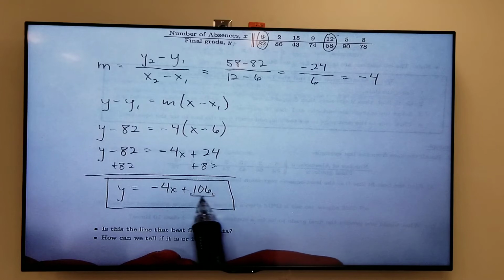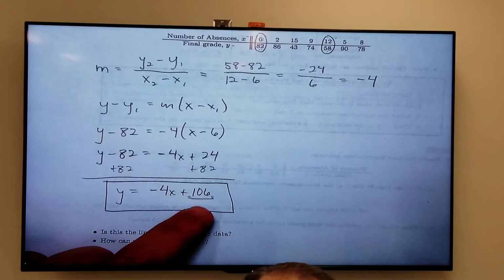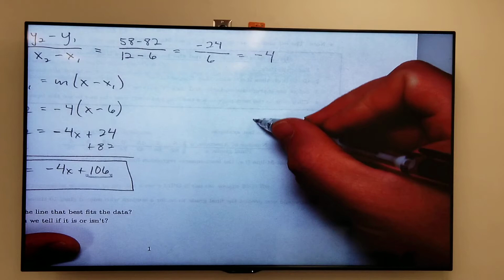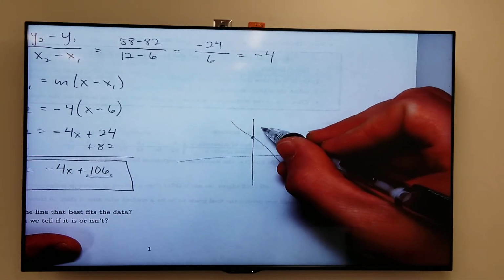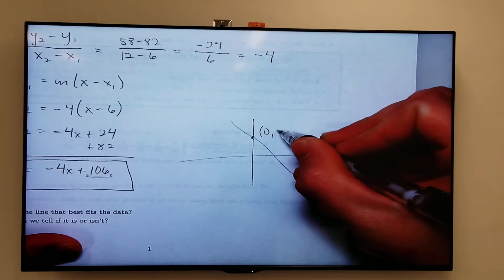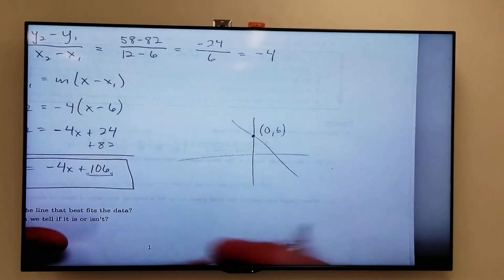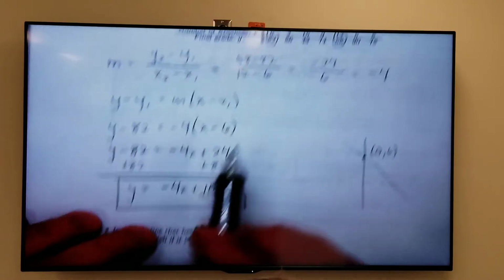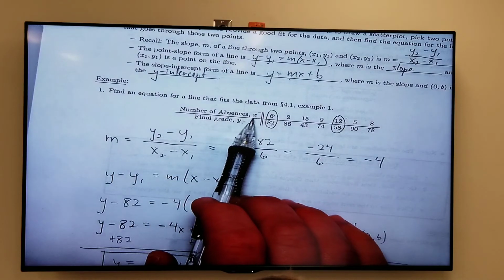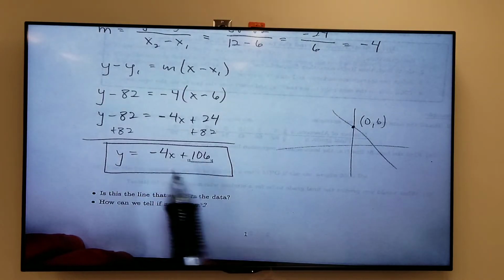The y-intercept is where the line crosses the y-axis. Okay, if you think about it, when the line is crossing the y-axis, so when you're at that point right there, the x-coordinate is 0. Right? Your x-coordinate is 0 at that point. So the y-intercept tells you what happens when x is 0. In this case, x is the number of absences, right? So if x is 0, then that means you had perfect attendance. You never missed class, okay?